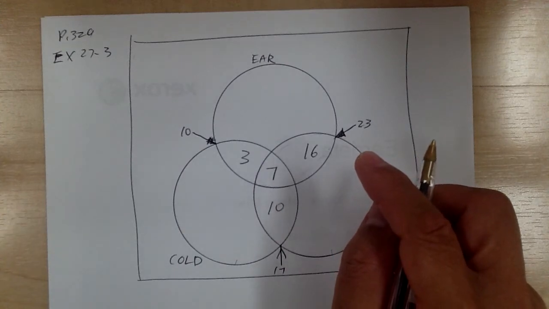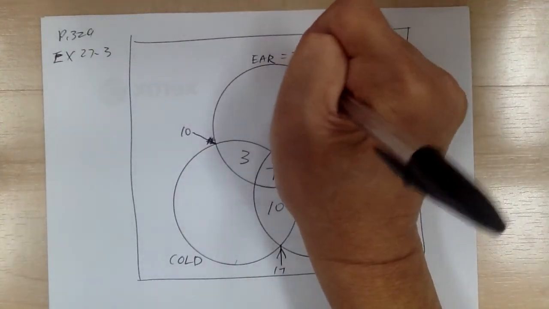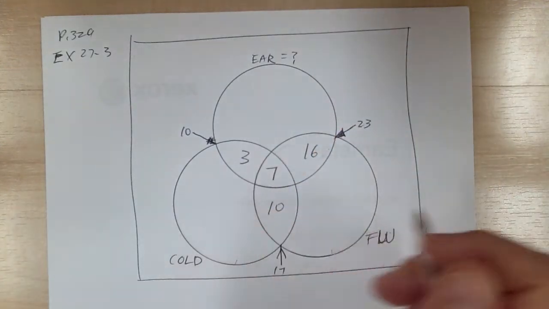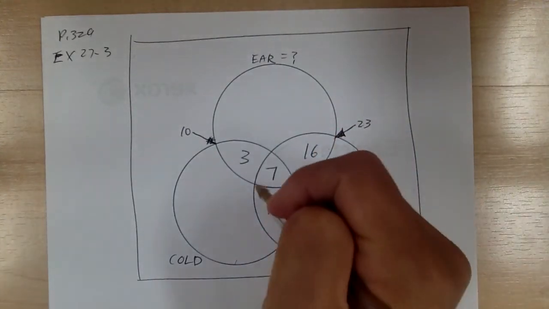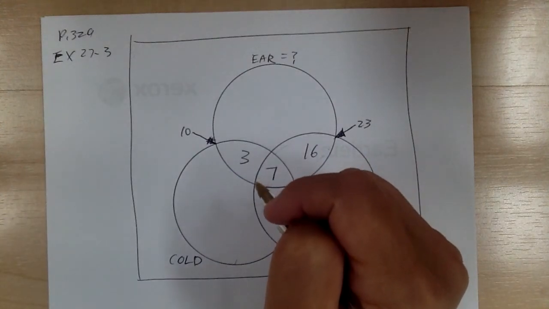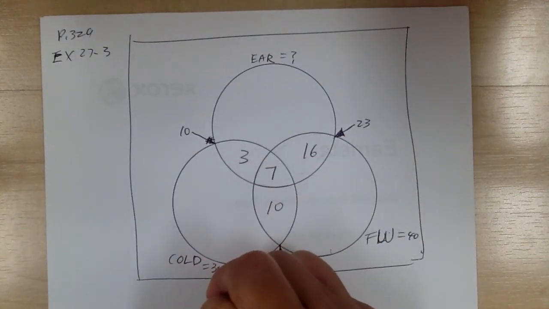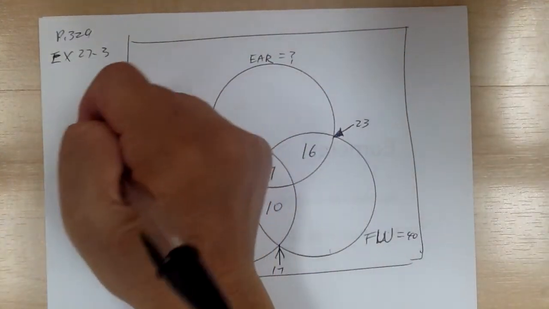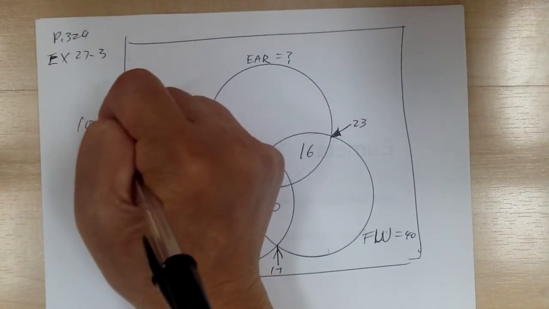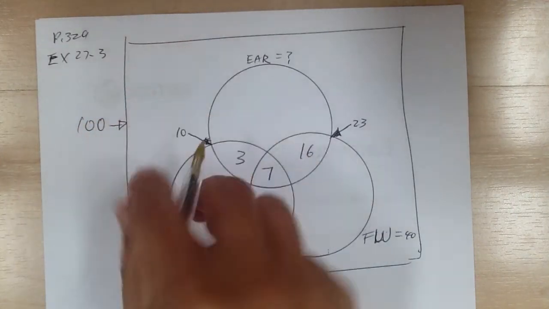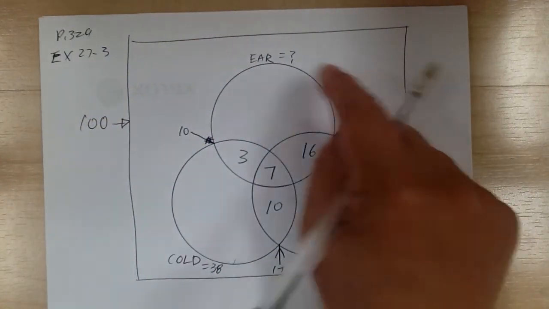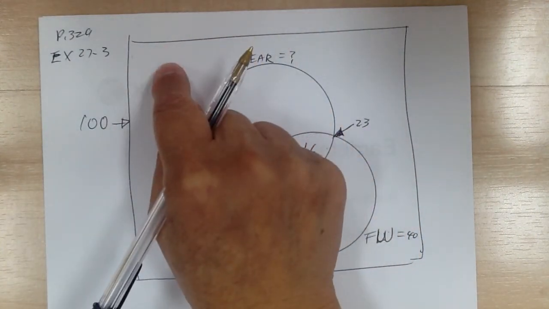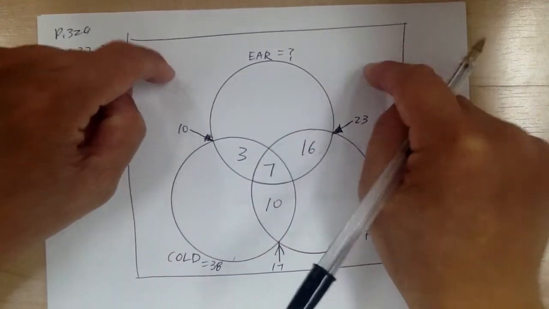And some number have earache, so you don't know that. So that's your question mark. 40 have flu, so flu equals 40. And 38 have a cold. And there are a total of 100. So 100 is this one right over here. 100 is the whole thing. Now sometimes there are people that have no symptoms at all. They will be out here. But in this case, all of them have symptoms, so that means there are none out here.